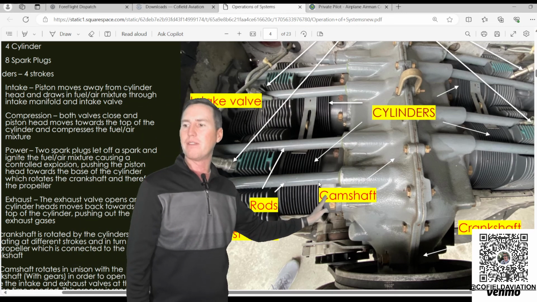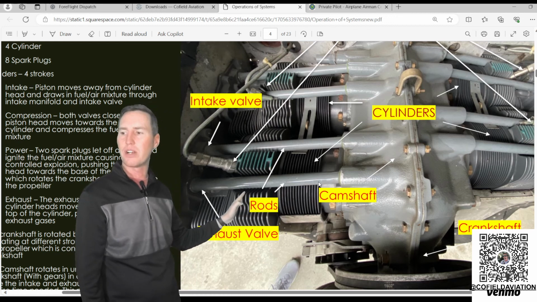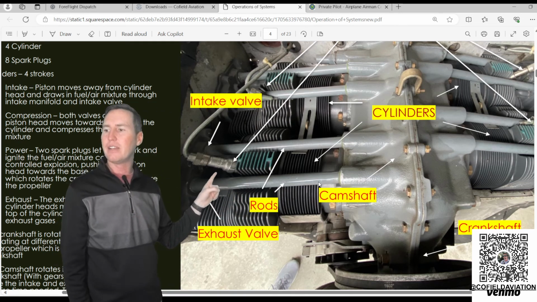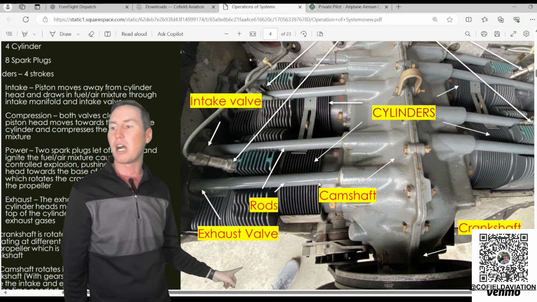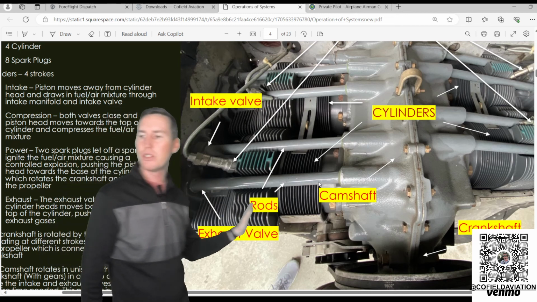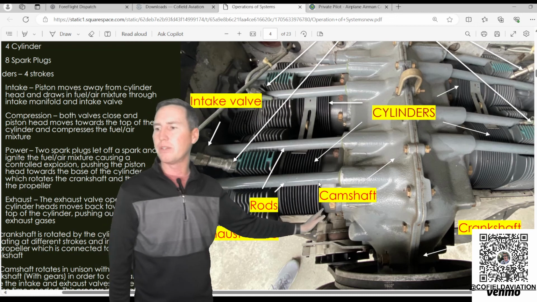And then from there, the next one is the compression stroke. So it compresses all that air, compresses it in, and then we light this bad boy off. The mag and the timing will ignite the spark plug on the top and the spark plug on the bottom. It creates an explosion. The energy of that explosion pushes the piston back here to the engine.